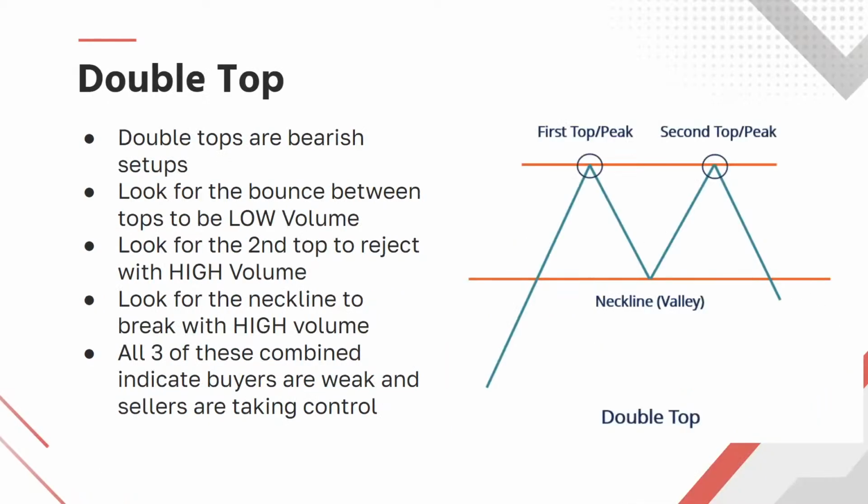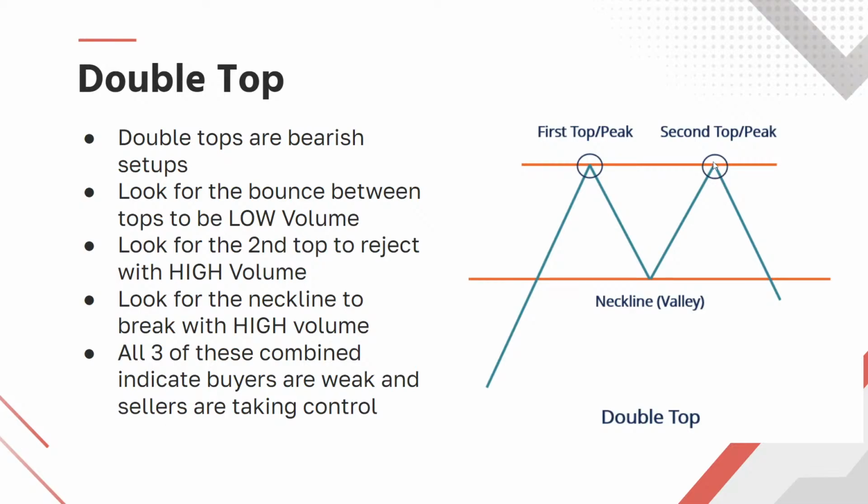So a double top, like we've been talking, these are bearish setups, and we can add volume into this from basically the beginning of it. The first thing we want to look for is the bounce between the tops to be low volume. So we have the first top here. We come back down. We create the neckline, which is where this bounce occurs. We want this rally between this neckline and the second top to be low volume. That is what makes this setup better, because that would be low volume pushing into a resistance area.